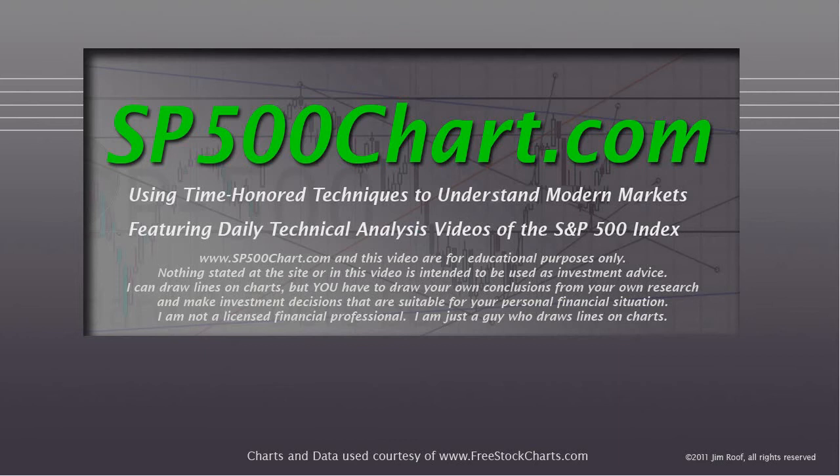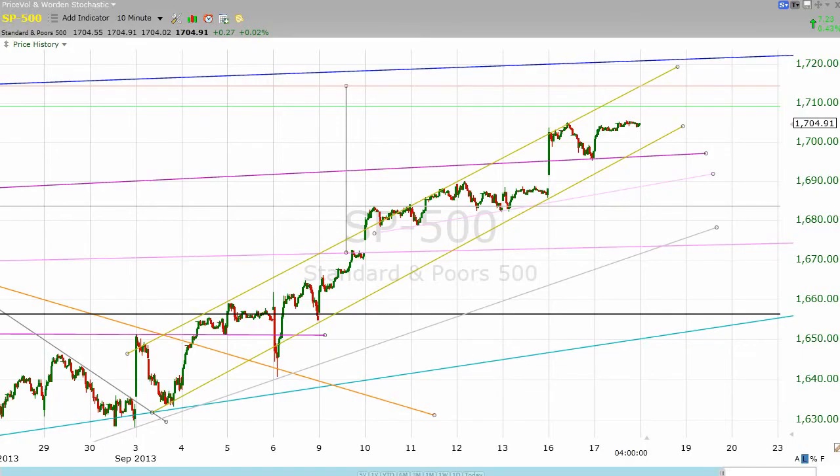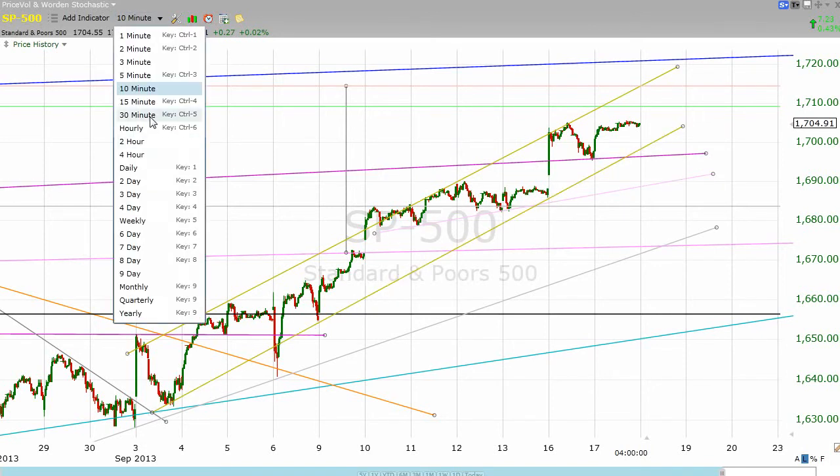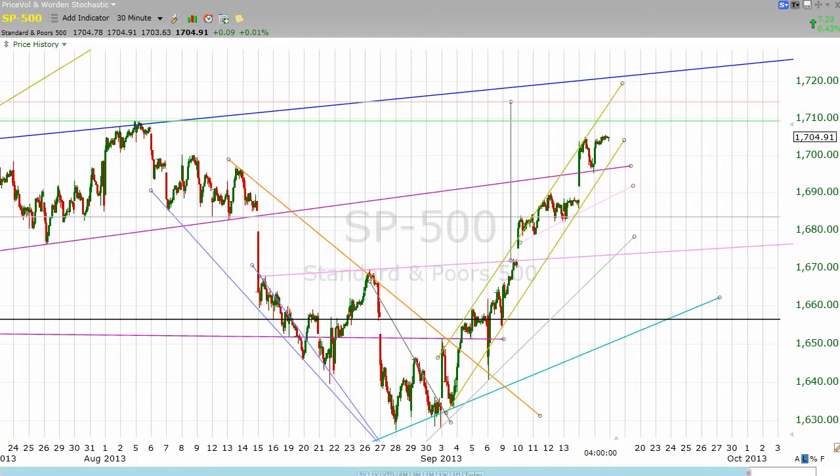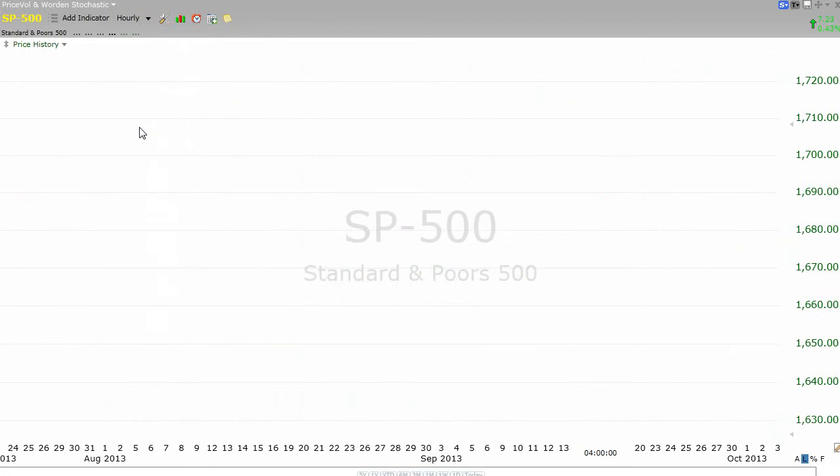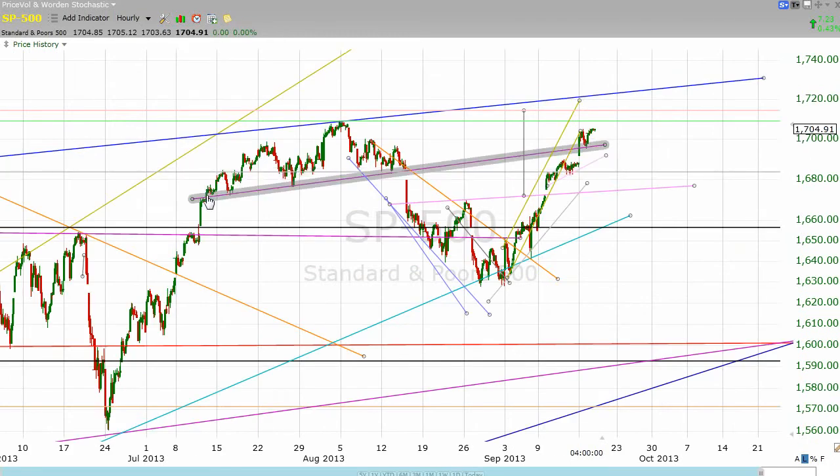So let's take a look. And guys, this is another one of those days where I think we can make pretty short work out of this. Basically, yesterday we broke out above our old neckline. And I remind you that the neckline was from a Head and Shoulders top back here that formed in the month of July through about mid-August.